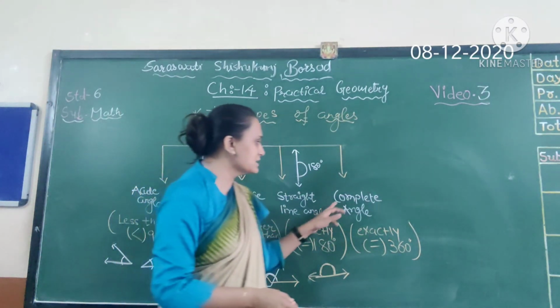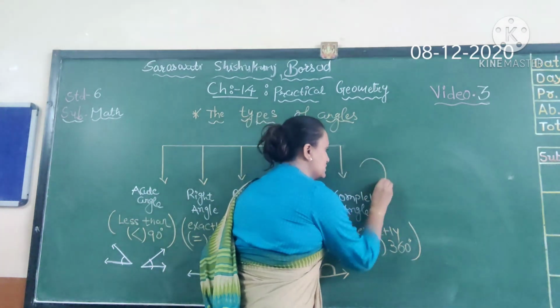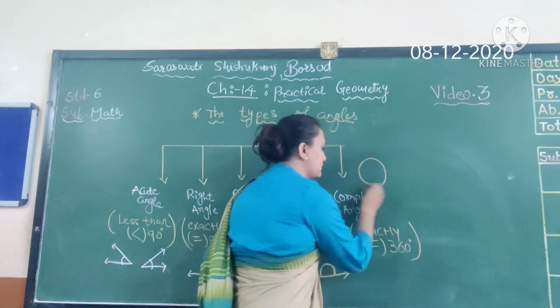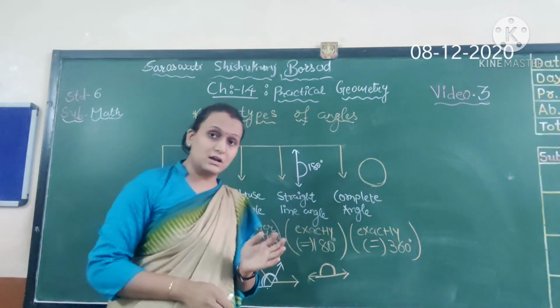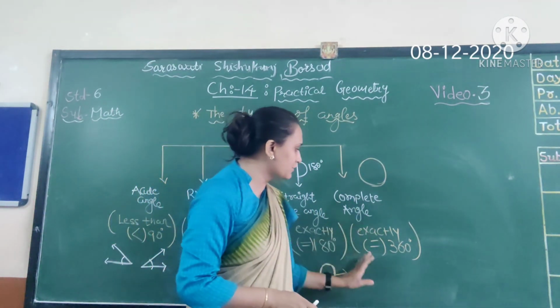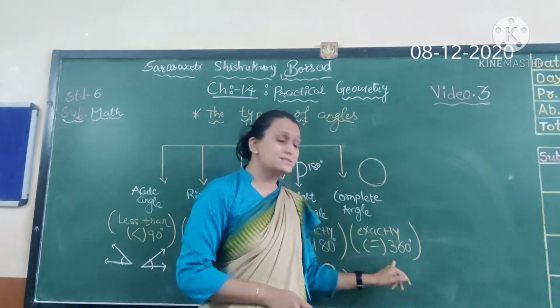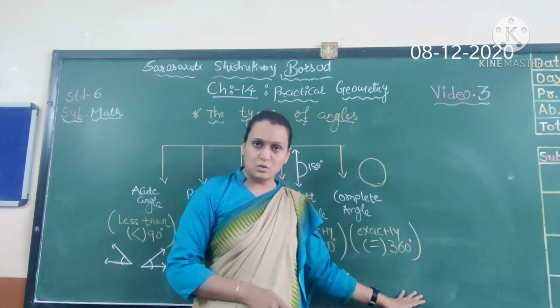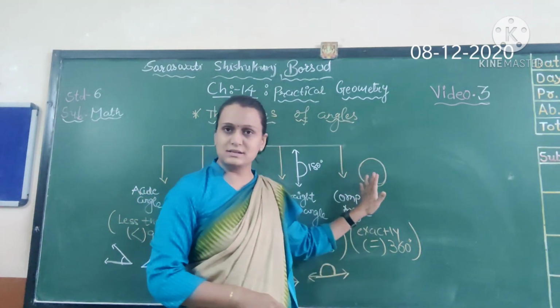Now the last one is complete angle. Complete angle means full. Okay, so whenever you are drawing any complete angle or circle, the measure of a complete angle is always 360 degree. Okay, so complete angle always measures 360 degree.